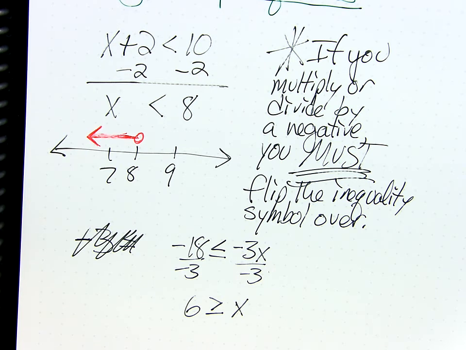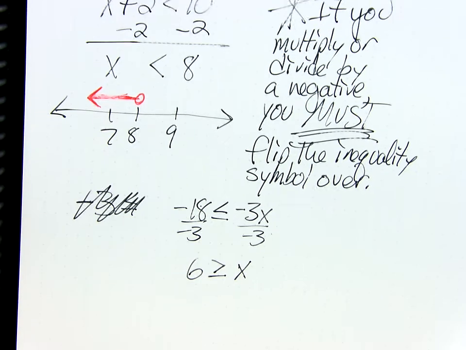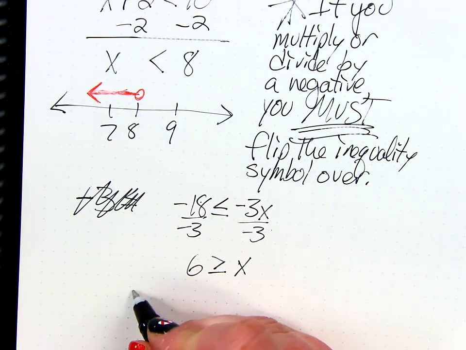Super important, and I only ever do this when I multiply or divide both sides by a negative number. Okay, so otherwise I do everything like I always do. I just solve all day long, nice and easy. But if I happen to be multiplying or dividing both sides by a negative, I gotta flip. So let's go ahead and graph this answer.